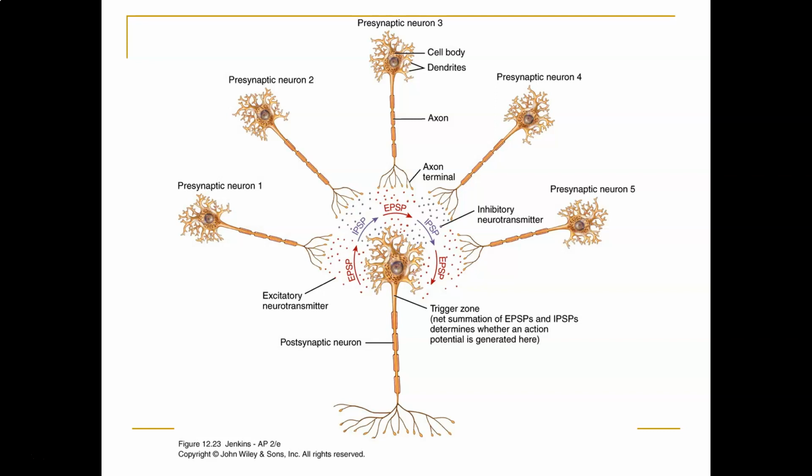But it's not like one neuron synapses with one other neuron, and then that synapses with one other neuron. You see, it gets very complicated. Lots of input to this postsynaptic neuron in terms of whether or not it fires an action potential.